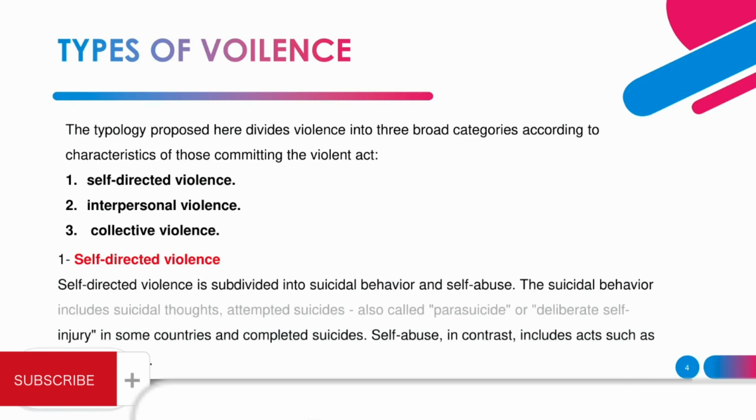Self-directed violence. Self-directed violence is subdivided into suicidal behavior and self-abuse. The suicidal behavior includes suicidal thoughts, attempted suicides, also called parasuicide, or deliberate self-injury in some countries, and completed suicides. Self-abuse, in contrast, includes acts such as self-mutilation.